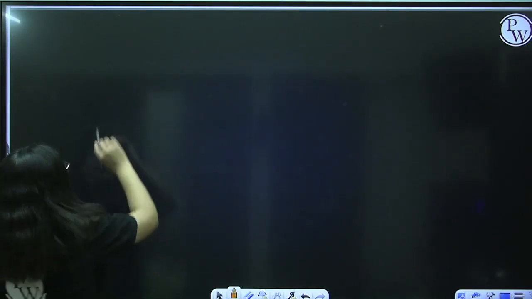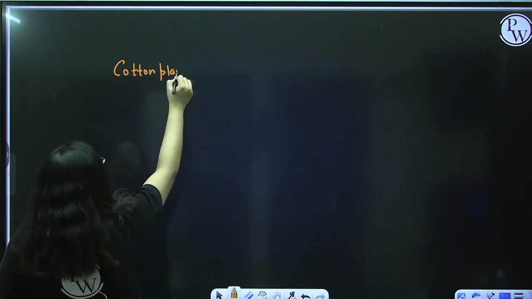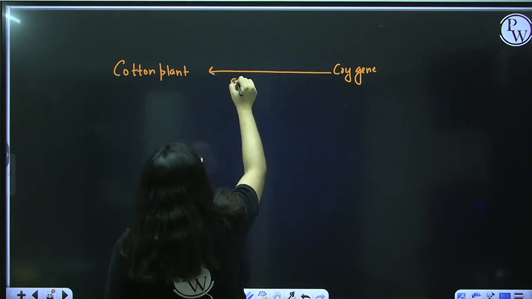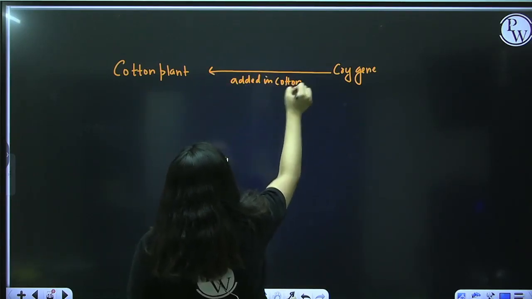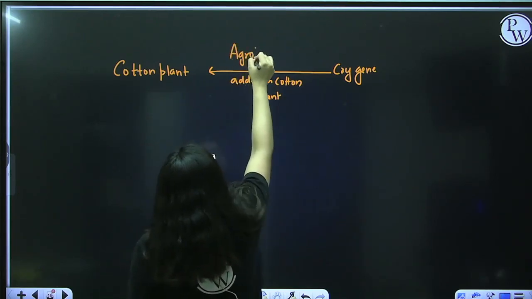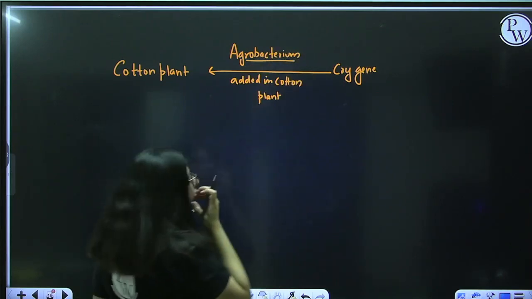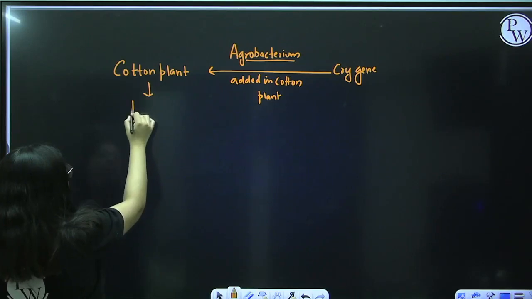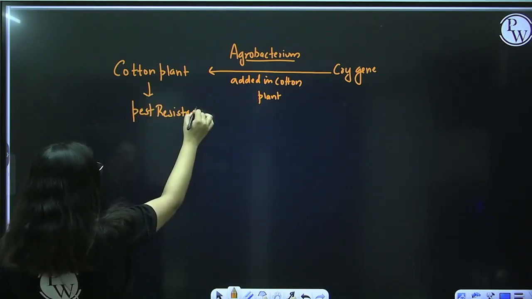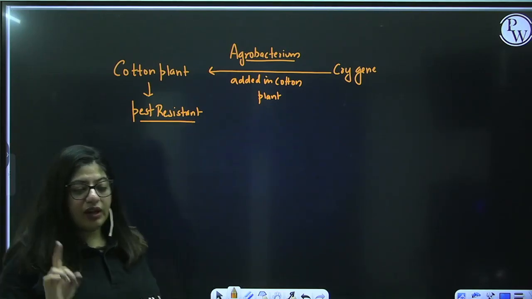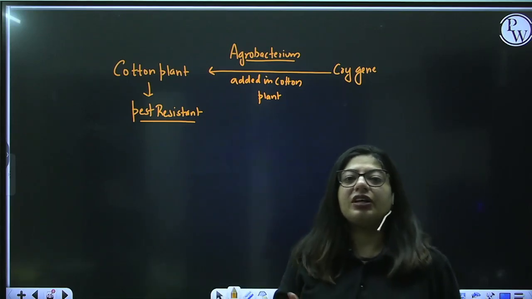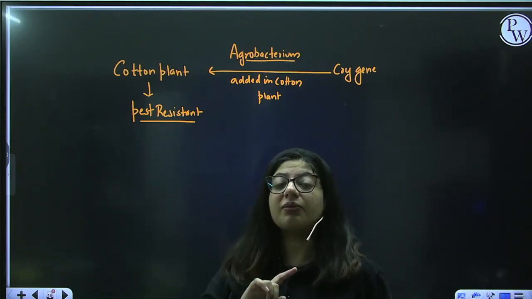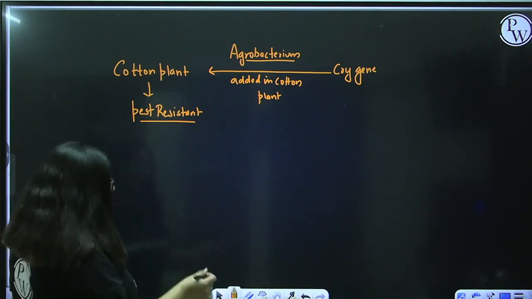So what scientists did, they took a cotton plant, a normal cotton plant, right? Second, they took the cry gene. They added this gene in the cotton plant, and you know what vector will be used? Agrobacterium. So by using Agrobacterium tumefaciens, this cry gene that has been taken from your bacteria is added into the cotton plant, and the cotton plant becomes pest resistant. Now if any insect tries to eat its ball, the cry gene is producing the protoxin. Protoxin will enter the gut of the insect, and the gut will be completely destroyed and the insect will die, right?